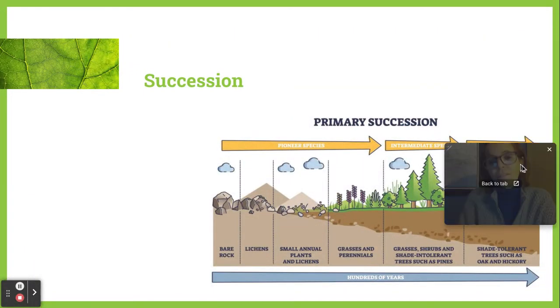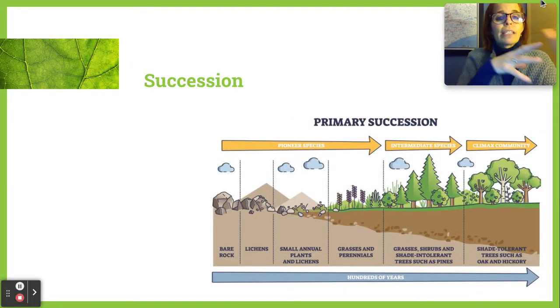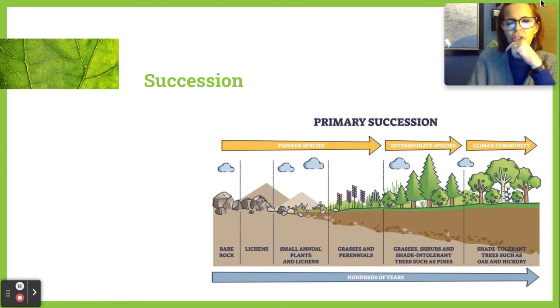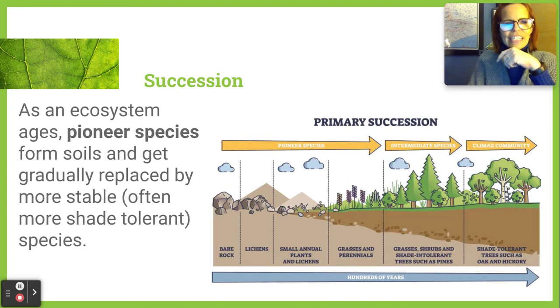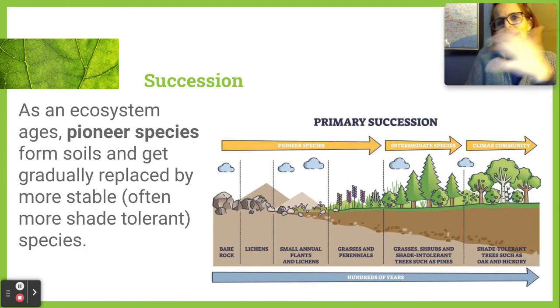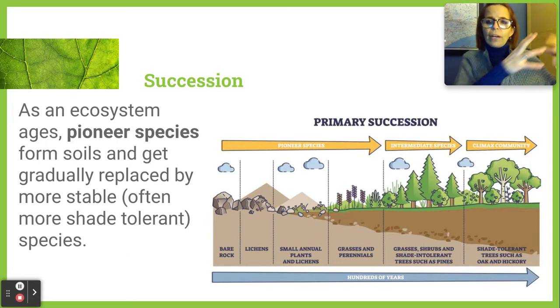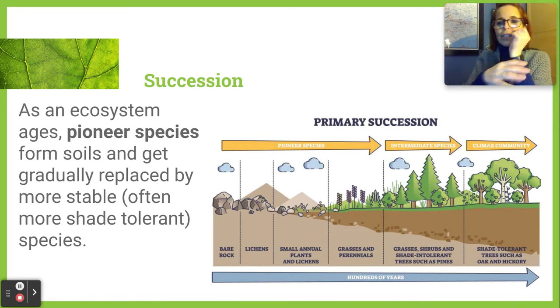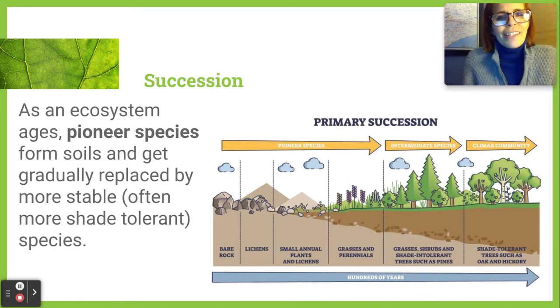All right, part of talking about communities is talking about succession. So this is sort of a side idea, but I want to go through this with you to make sure you understand it. Succession is the idea that ecosystems age, and as they age, we see organisms that arrive at the beginning of when the ecosystem first arrives. That sounds funny, I'll explain. And as the ecosystem ages, we see different species arriving in this ecosystem.